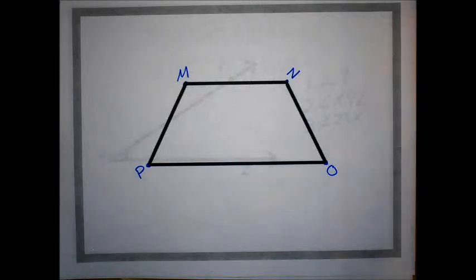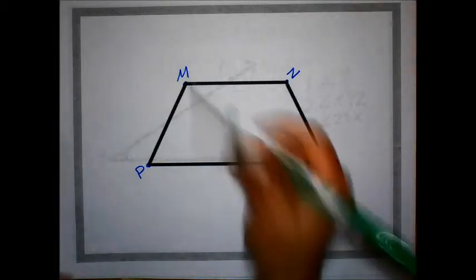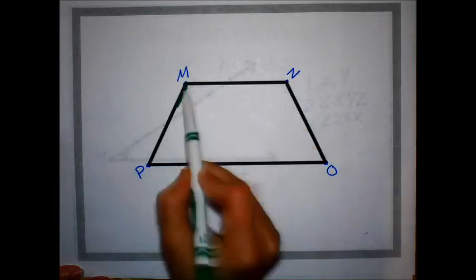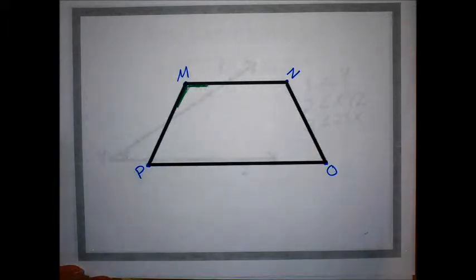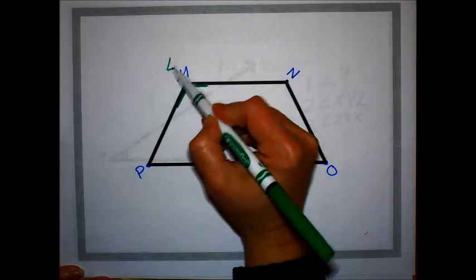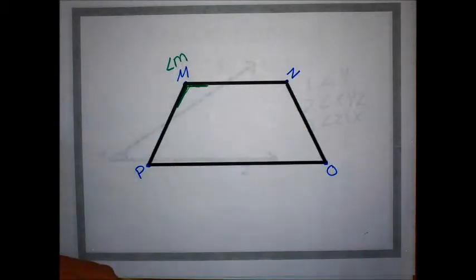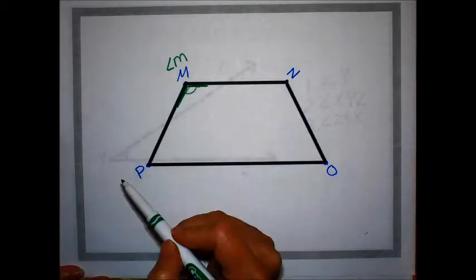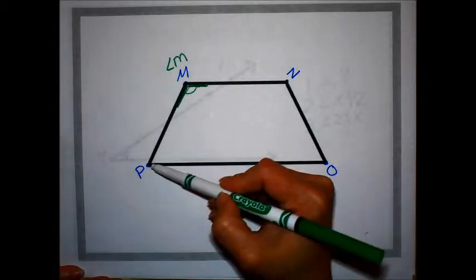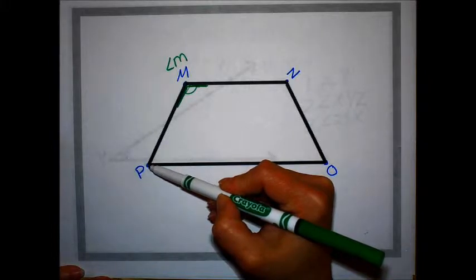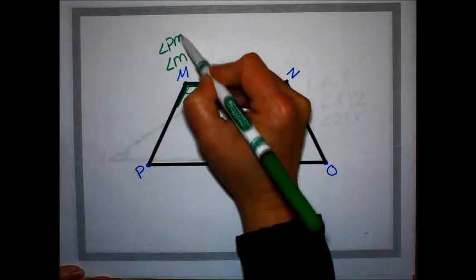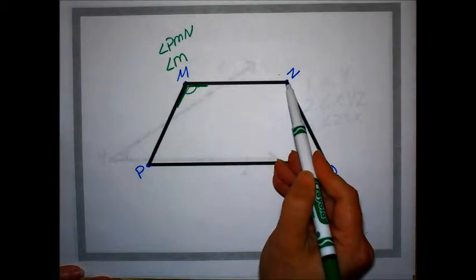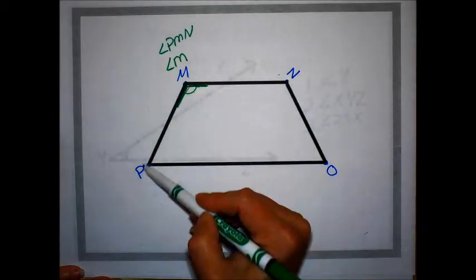So let's start with angle M. This angle right here, I want to name this angle in 3 different ways. I can call it simply angle M, or I can name it by 3 points, but remember the vertex point M has to be in the center, so I can name it angle P, M, N. Or I could also name it angle NMP.